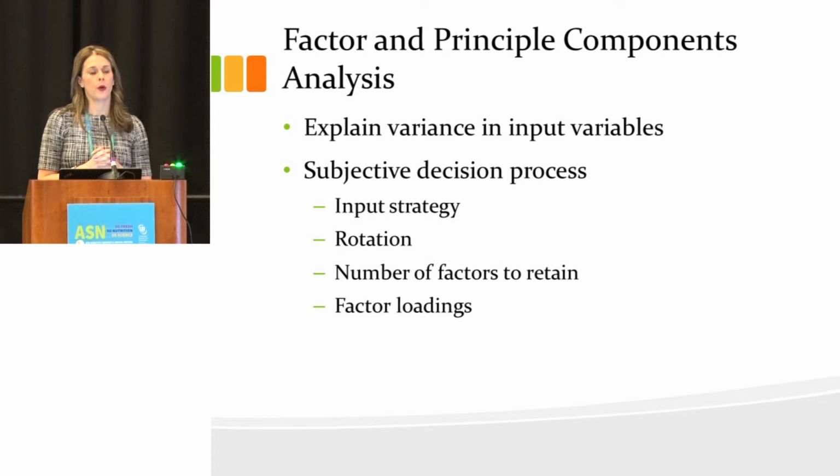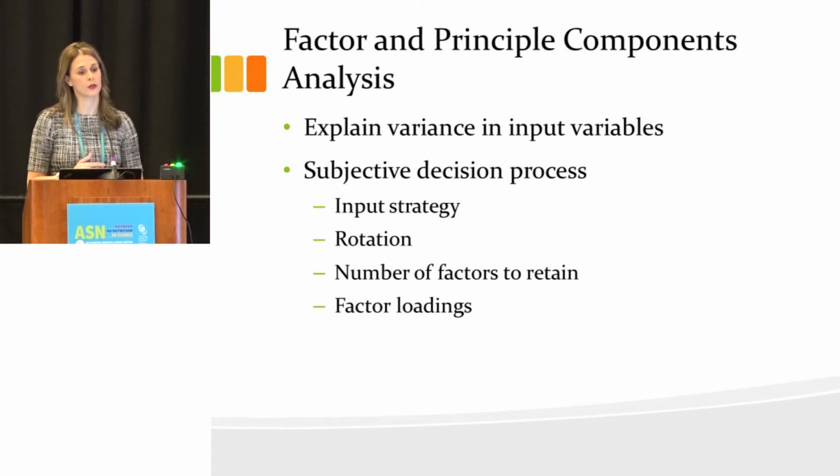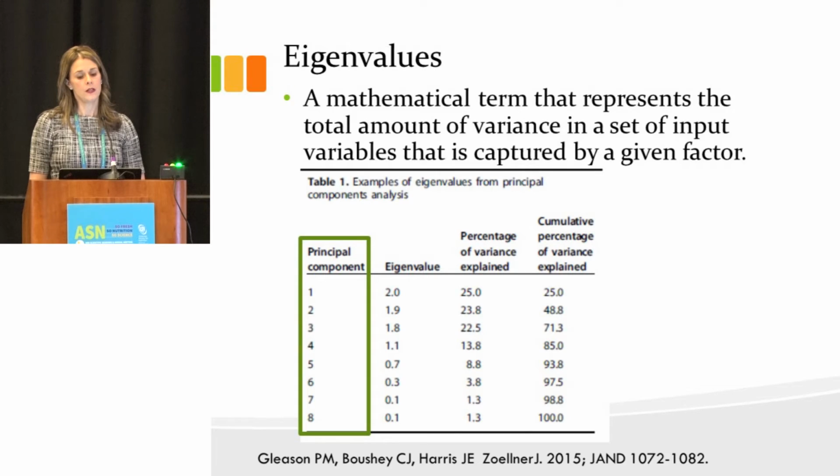So factor and principal components analysis works to create a linear combination of input variables to explain as much variation in these input variables as possible. And as I alluded to earlier, there's a number of subjective decisions along the process. How are you going to input the variables, the foods? That's something we've already talked about. The rotation of the method, is it Varimax, is it Promax? The number of factors to retain, and we'll look at that and the factor loadings in the next couple of slides. So when someone runs a factor analysis, this is what an output would look like. And this is a really nice paper by Gleason et al. that was in JAND last year that talks extensively about the methods behind this.